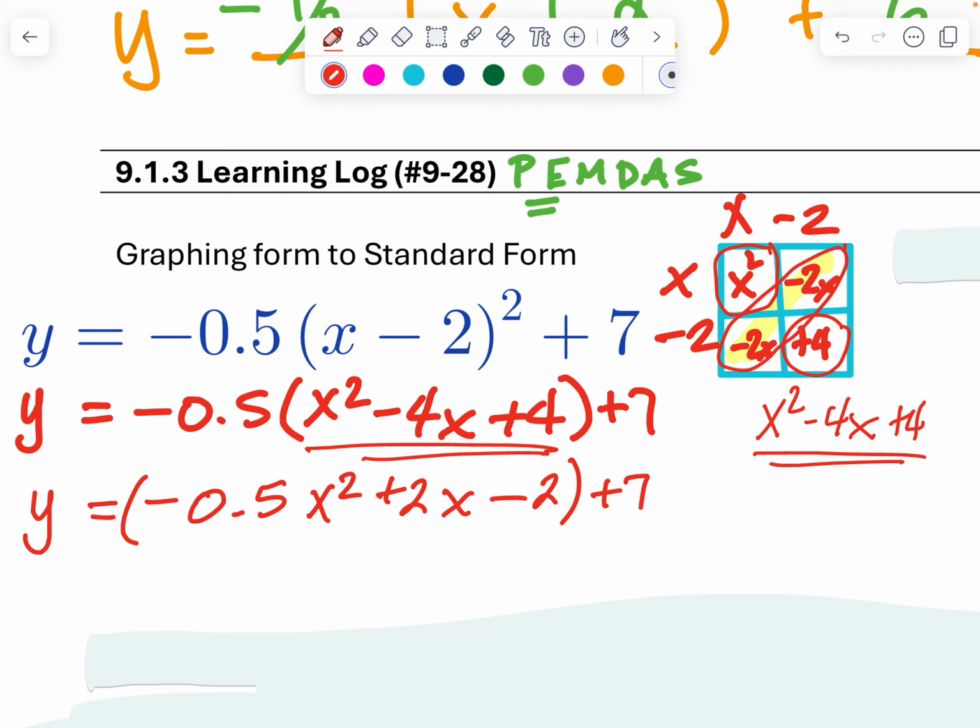All right, you don't actually need these parentheses. I just put them in a second ago just to show you that it's the same thing as what we had up here, but we multiplied it by 0.5.